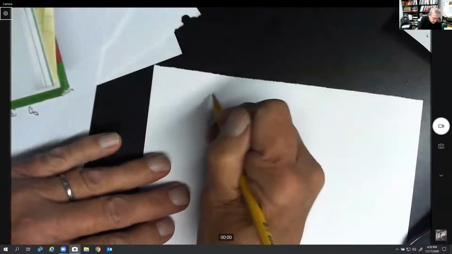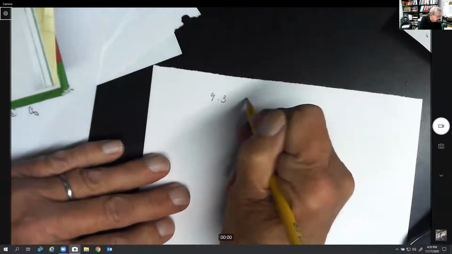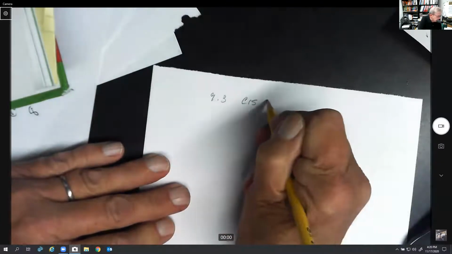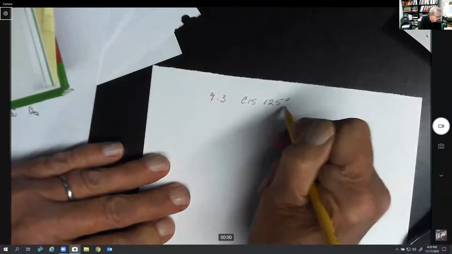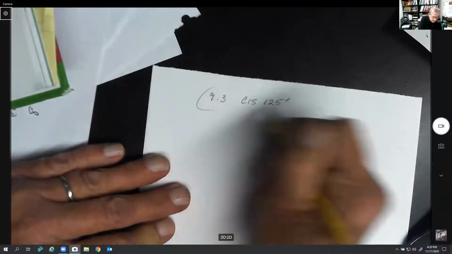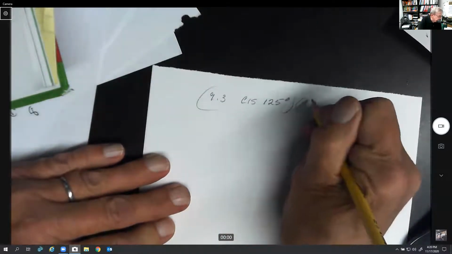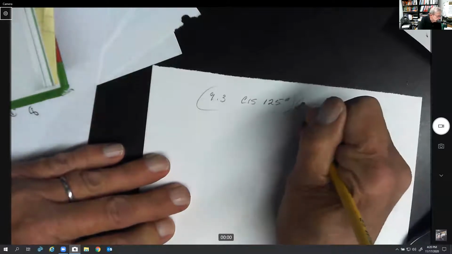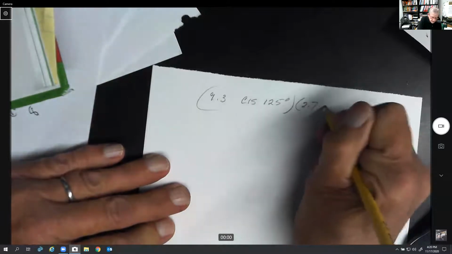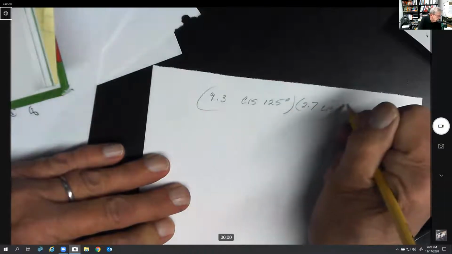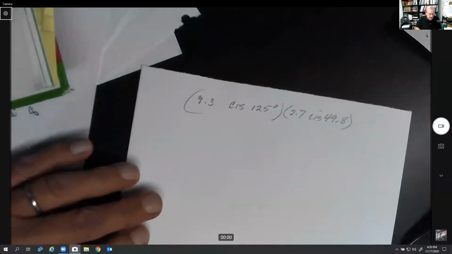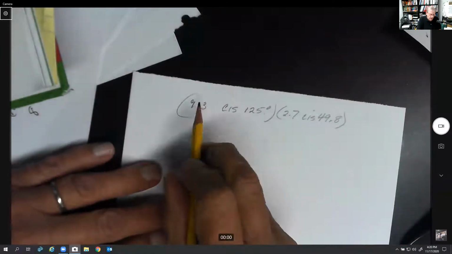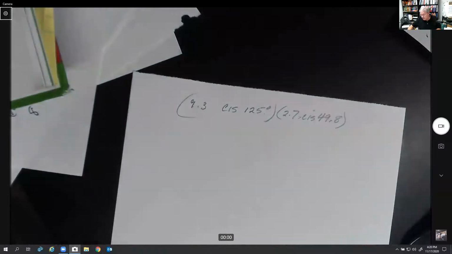Okay, here we have 9.3 cis 125.2 degrees times 2.7 cis 49.8. Let's find it in rectangular, in polar, and then into rectangular. Okay, so in polar, we're going to multiply 9.3 times 2.7.